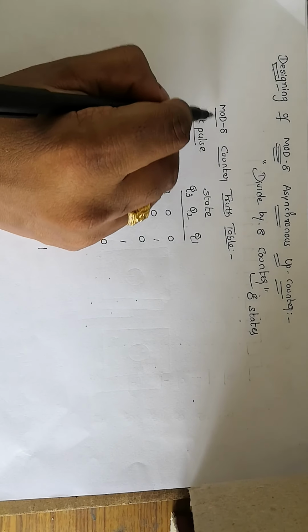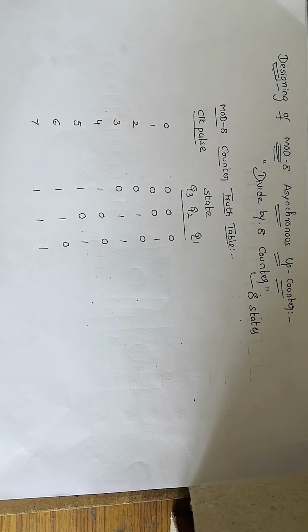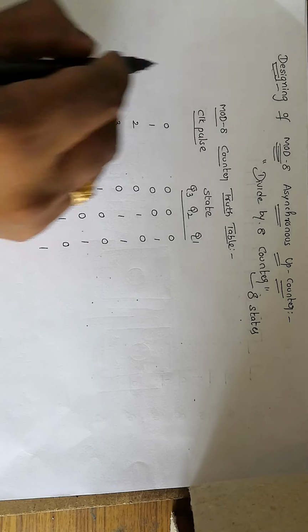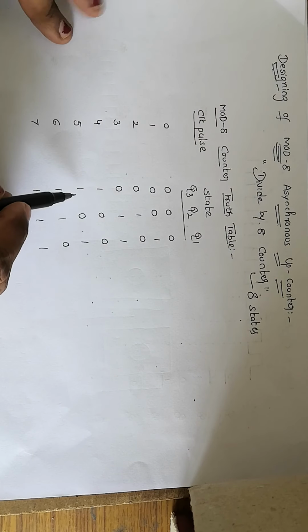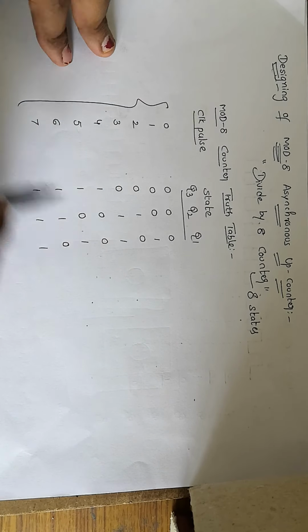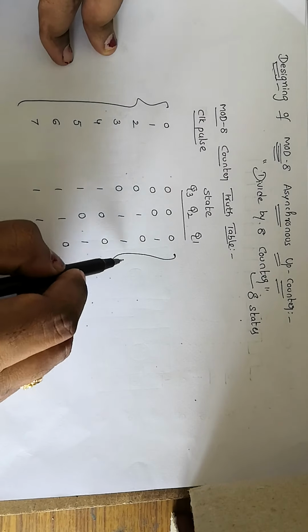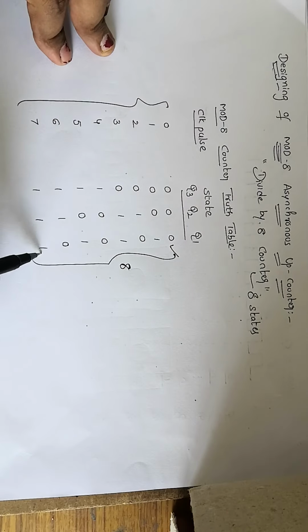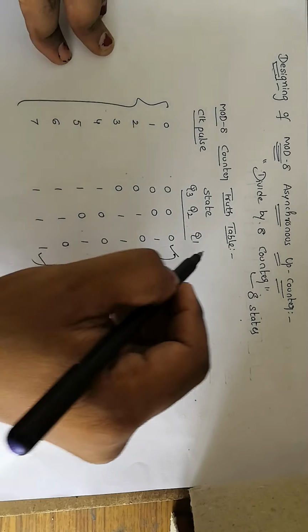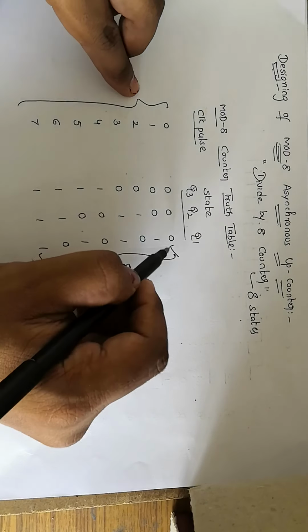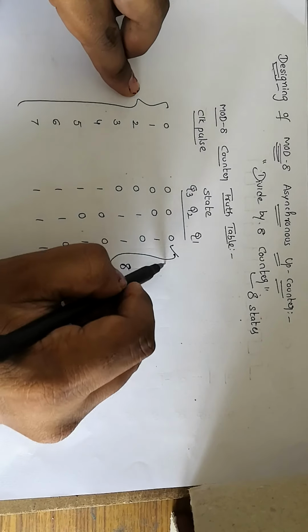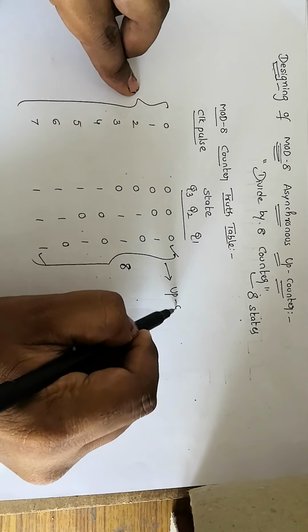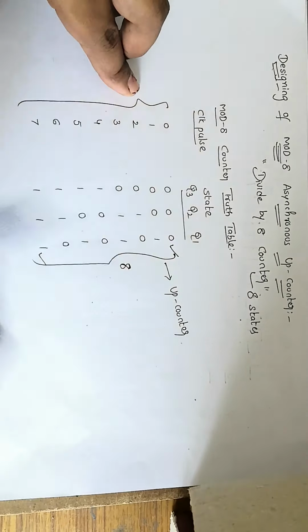If we consider the modulo 8 counter truth table, the number of states is 8. These are the clock pulses and these are all the states, 8 states, which run from 0 to 7. For each and every clock pulse its state is increasing. That's why it is called up counting or an up counter.